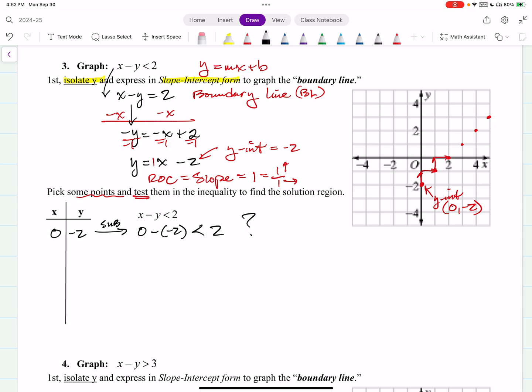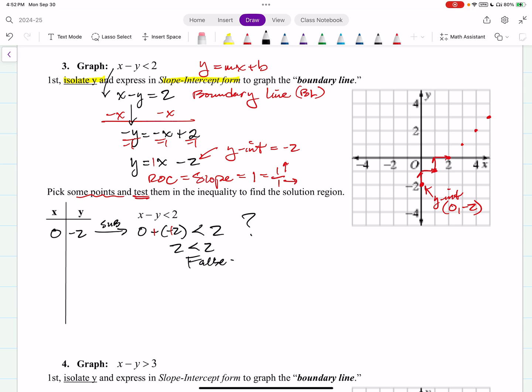So let's think about it here. When you subtract a negative, you add the opposite. There's a double negative there, so really we cancel both of these out. And we get 2 is less than 2, which is clearly not true. 2 is not less than 2, so this is false.